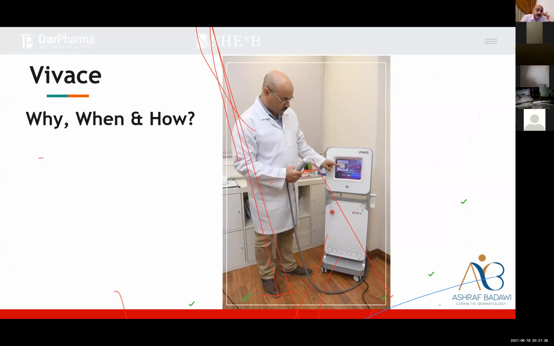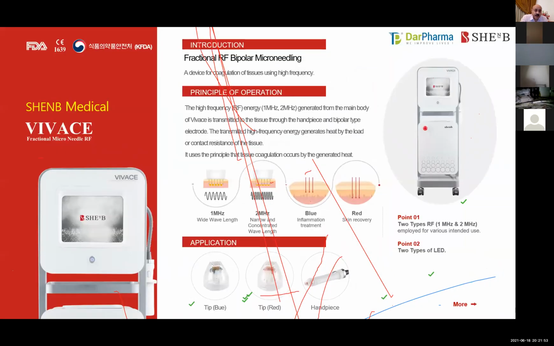Of course, it's important, as I mentioned before, to make sure that we are working on all the layers of the skin, improving the epidermis, stimulating the collagen with the VIVACE, and also tightening the skin with whatever tool we have in our hand. So with this, I end my presentation and I leave the conclusion for the Pharma team, and then I'm going to be happy to answer any questions you might have.